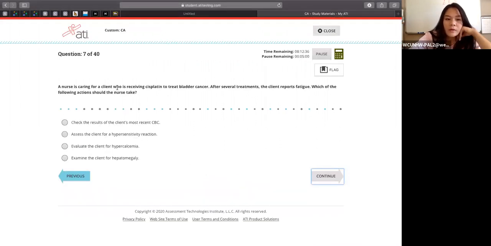A nurse is caring for a client who is receiving this medication, cisplatin, to treat bladder cancer. After several treatments, the client reports fatigue. Which of the following actions should the nurse take? Check the result of the client's most recent complete blood count. Assess the client for a hypersensitivity reaction. Evaluate the client for hypercalcemia. Examine the client for hepatomegaly.